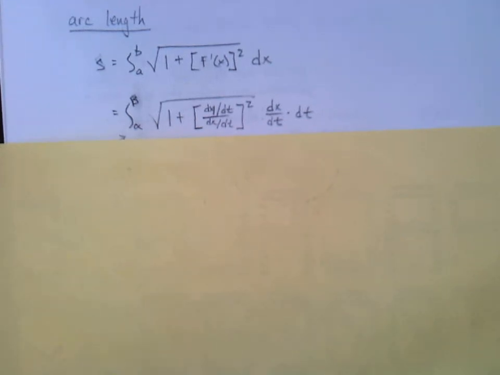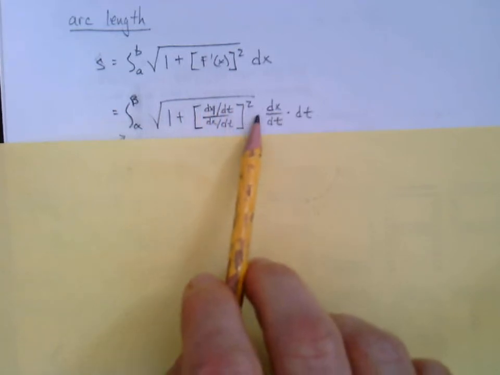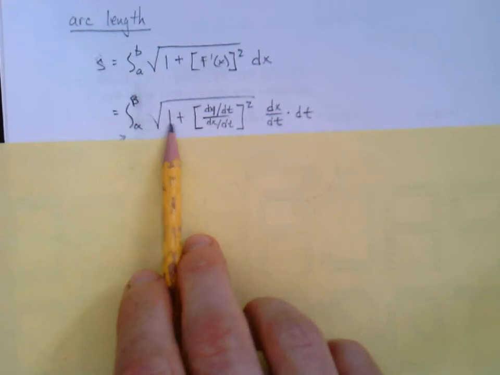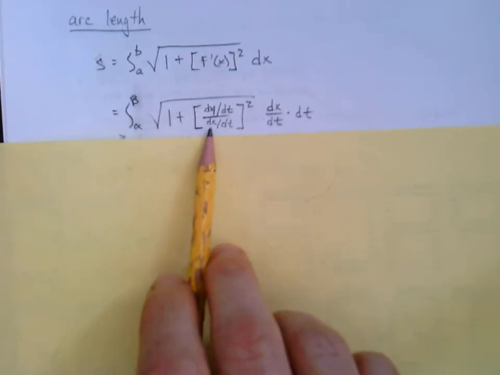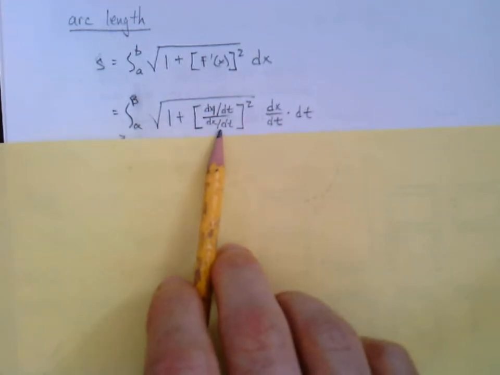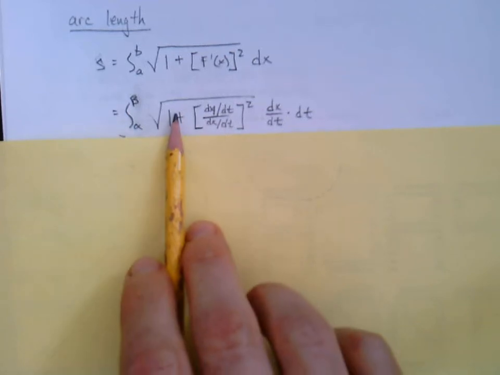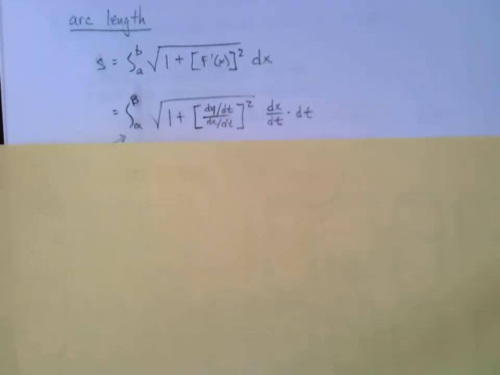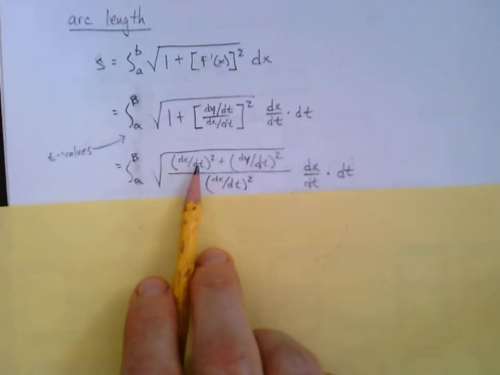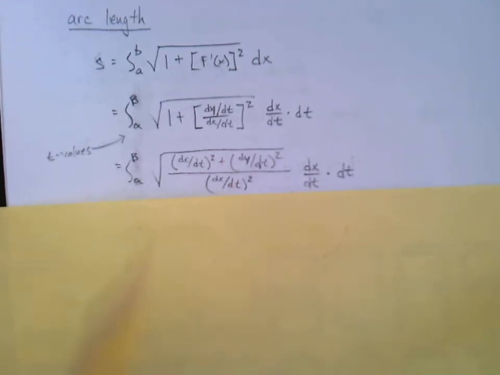Okay. Now it turns out we're going to work with what's inside that square root. Here's the next step. Think of 1 as dx over dt over dx over dt. Actually, we need to square it: dx over dt squared over dx over dt squared. And then we're going to combine numerators. So dx over dt squared over dx over dt squared is the 1. And then there's the other piece.